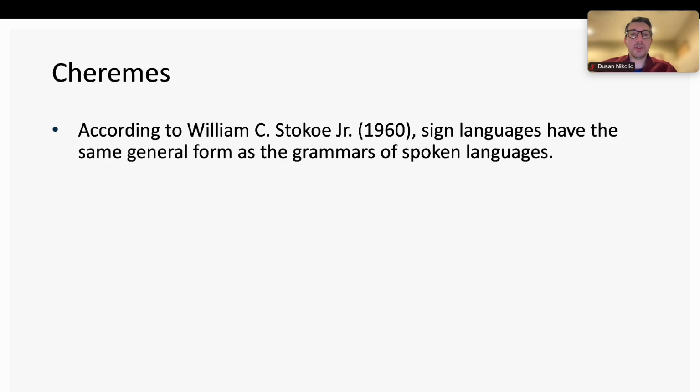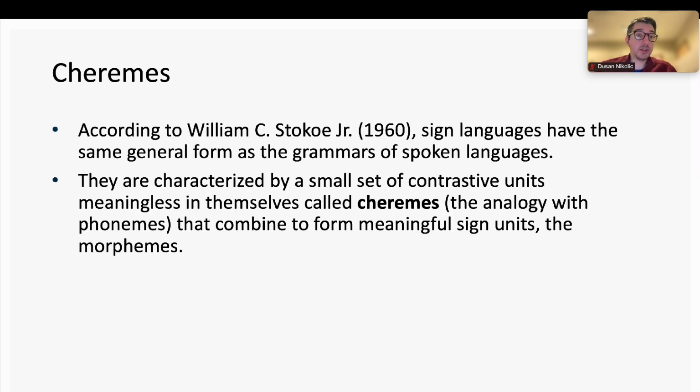According to William C. Stokoe Jr., who explored sign languages, they have the same general form as the grammars of spoken languages. They are characterized by a small set of contrastive units meaningless in themselves, chiremes, that combine to form meaningful sign units, the morphemes. So analogous to phonemes and morphemes, or mainly to phonemes, they have chiremes that combine to make morphemes. The only reason why we don't call them phonemes is because they are not produced verbally, but they are signed.